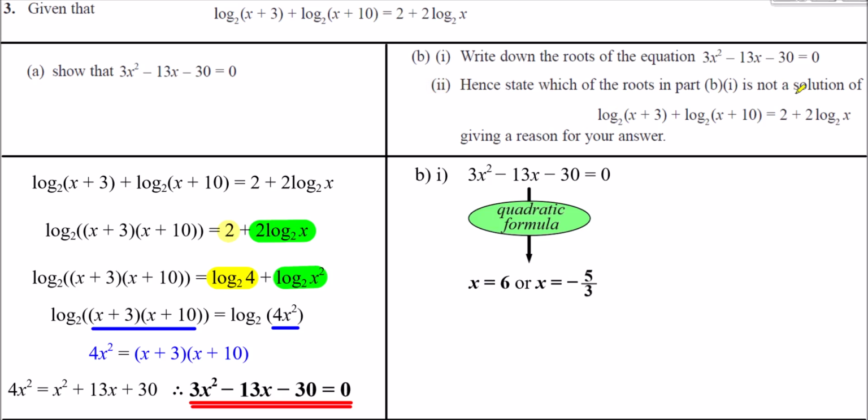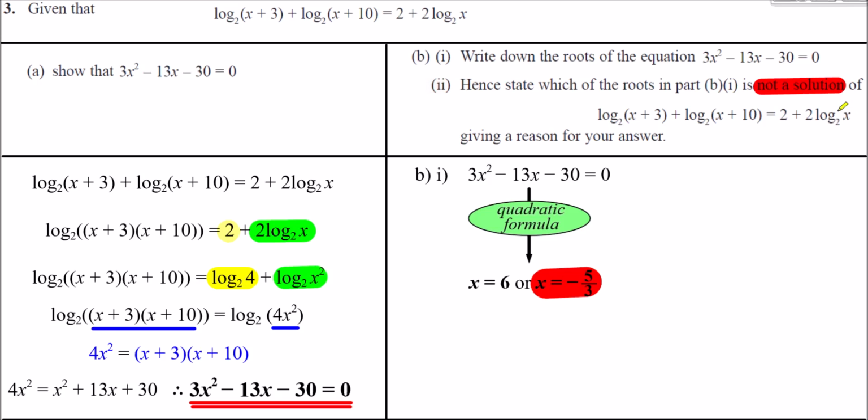So which one of these is not the solution? As long as you remember that taking a log of a negative value is undefined, and just don't do the automatic, "oh, it must be x equals 6" and move on, then you're absolutely going to be okay here. So essentially, which one is a non-solution? It's going to be x equals minus 5/3.